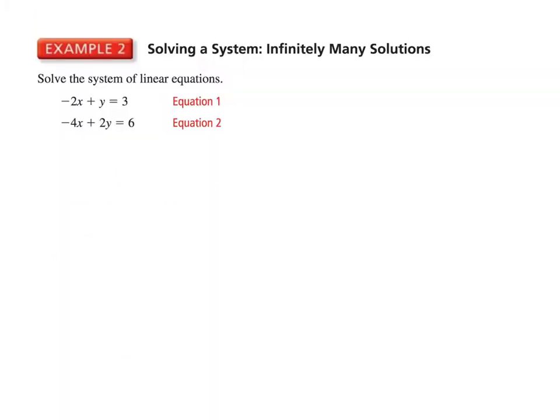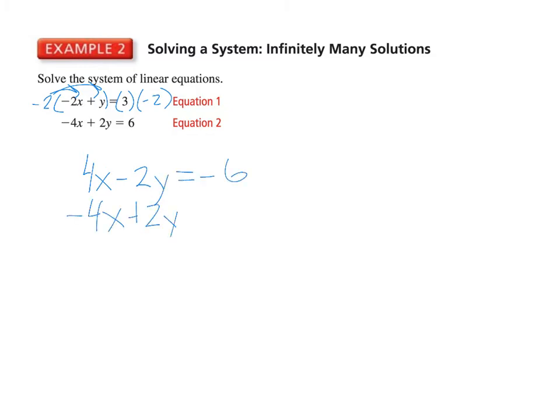Let's do another example. Solve the system of linear equations. Let's do some elimination here. I'm going to multiply top and bottom here by -2, so the x's cancel out. I have to distribute here, so be careful with that. I end up with 4x minus 2y equals -6, and -4x plus 2y equals 6. The x's cancel out. Well, so do the y's in this case. I have 0 on the left side, and on the right side I have 0.